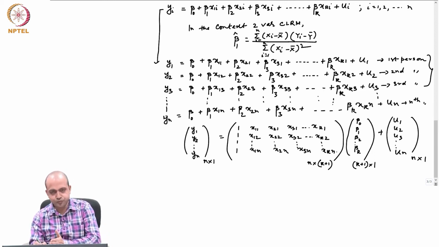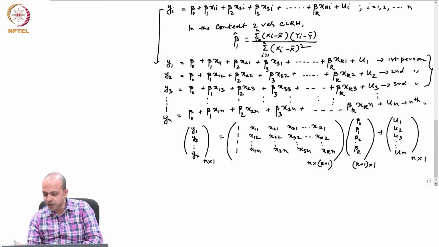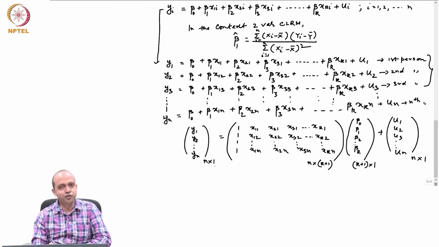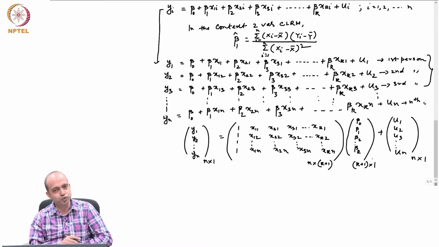So, this entire thing, n cross k plus 1 multiplied by k plus 1 into 1, when you multiply, the entire thing would become n cross 1. And when you add an n cross 1 matrix to another n cross 1 matrix, that would also become n cross 1. Then at the end you will see n cross 1 equals an n cross 1 matrix. The dimensions of the matrices should match, otherwise you cannot go for matrix operation, right.